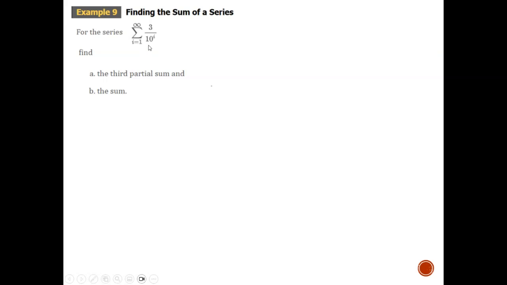Okay, so here we have this one. We have our sigma notation. Here is our formula, 3 over 10 to the power of I. I starts at 1 and we go up to infinity. However, it says A, find the third partial sum. That means don't find the sum all the way to infinity, just find the sum up until the third term.